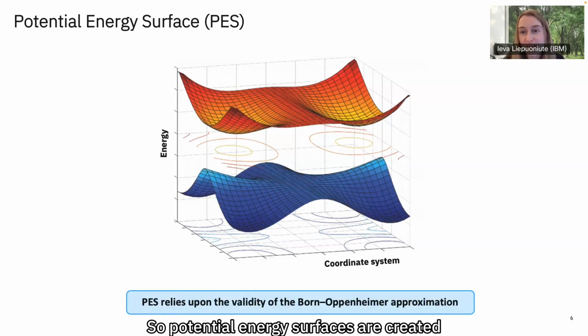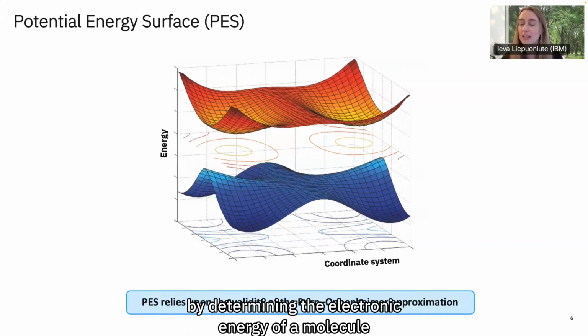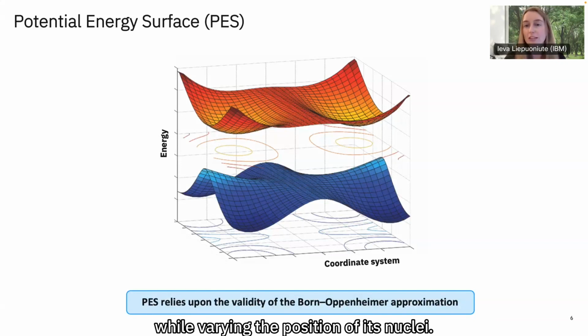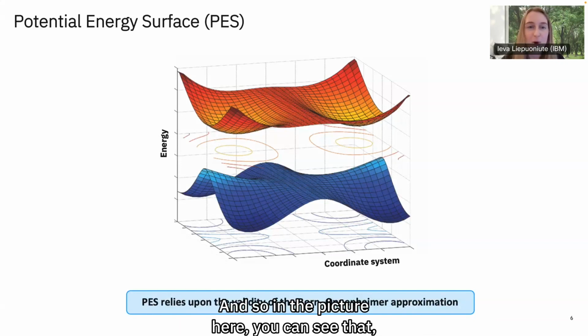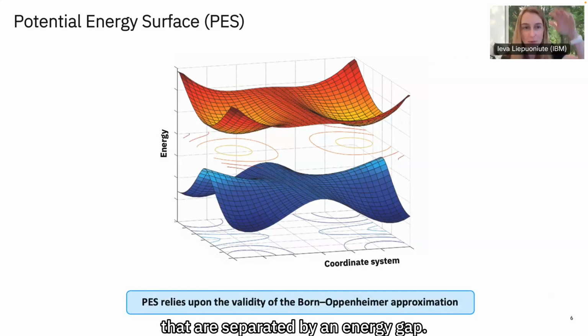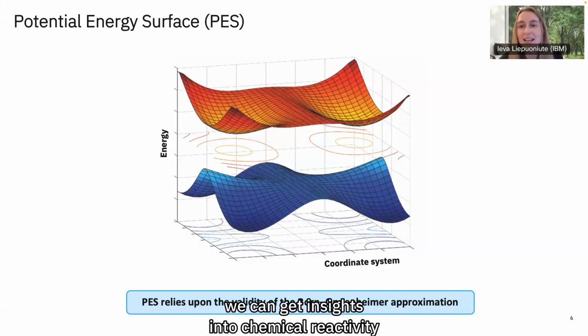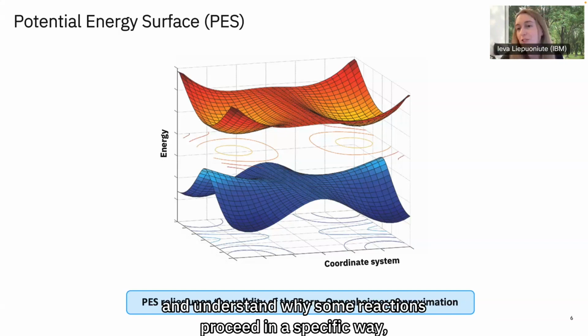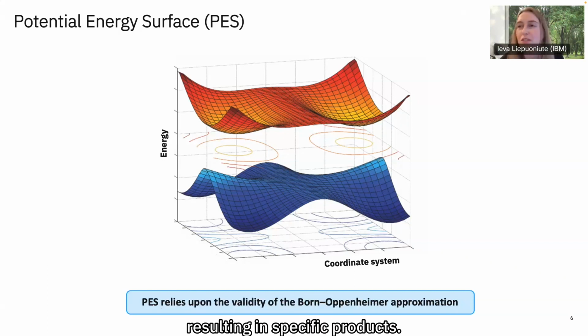So potential energy surfaces are created by determining the electronic energy of a molecule while varying the position of its nuclei. And so in the picture here, you can see that in fact, we're looking at two different surfaces that are separated by an energy gap. The lower surface is the so-called ground state potential energy surface, and the higher surface is associated with higher energy excited states. And so by studying these surfaces, we can get insights into chemical reactivity and understand why some reactions proceed in a specific way, resulting in specific products.